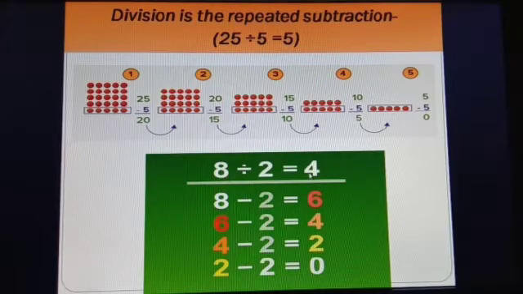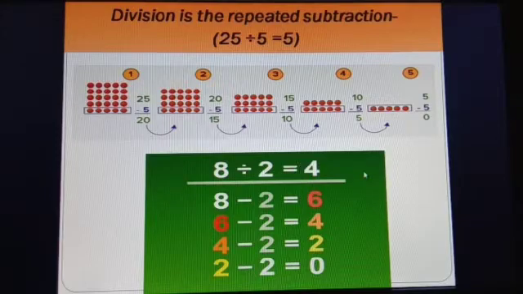Okay. You can check with another example also. 8 divided by 2 is equal to 4. First subtract 2 from 8, 6 will come. Again 2 from 6, 4 will come. 2 from 4, 2 will come, and 2 from 2, 0 will come. How many times have we subtracted? 1, 2, 3 and 4. The answer will be 4.